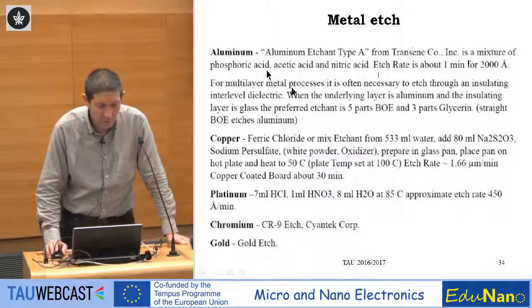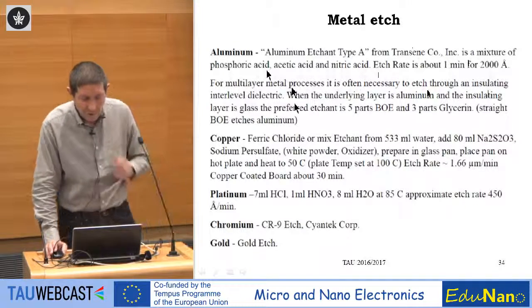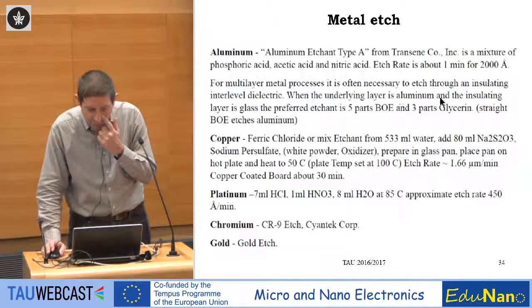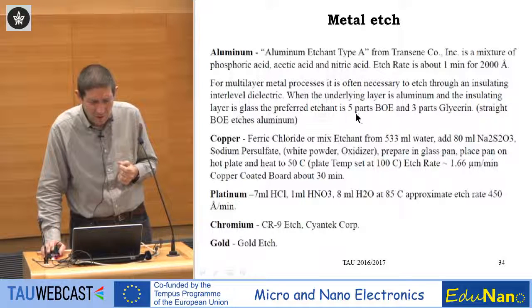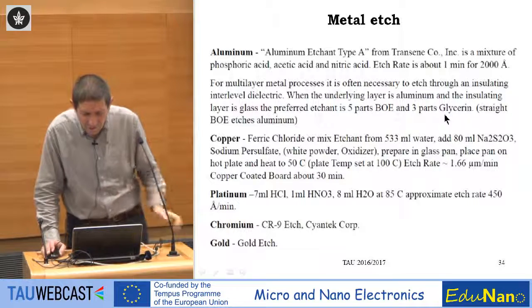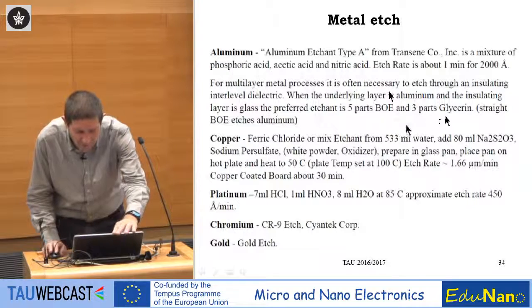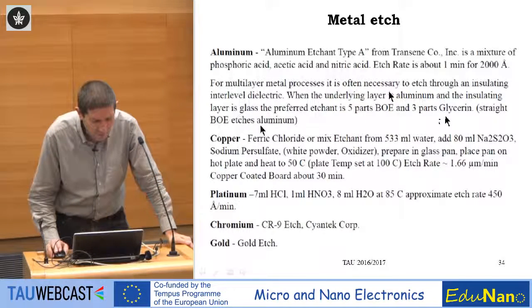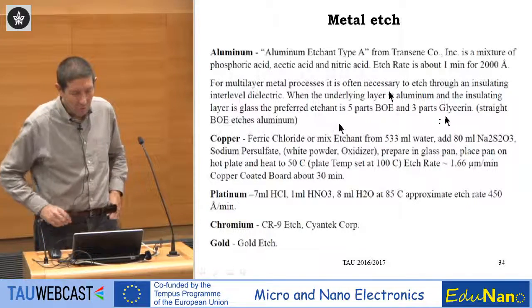For multiple metal processes, it is often necessary to etch through an insulating underlevel dielectric. When the underlying layer is aluminum and the insulating layer is glass, the preferred etchant is 5% BOE and 3 parts glycerin. Straight BOE etches aluminum. So this is just a comment.